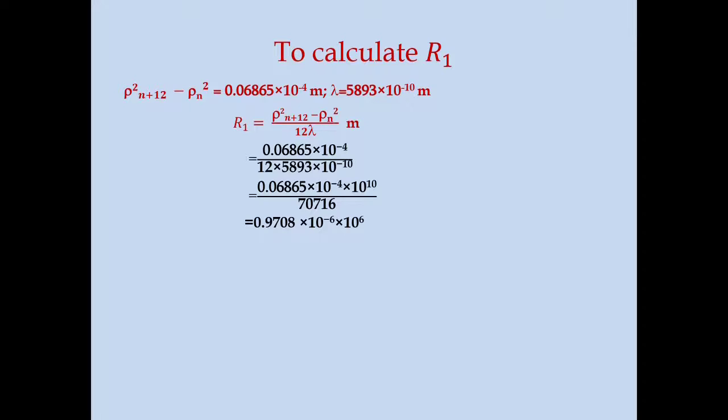See, when you divide 0.06865 by 70716, you will get an exponential value in the calculator. Don't miss that exponential value. So this 10 power minus 6 and 10 power plus 6 will get cancelled. So the radius of curvature of the convex lens for surface one is 0.9708 meter. Generally, the radius of curvature for a convex lens will be around 1 meter. We have also obtained a value closer to 1 meter.